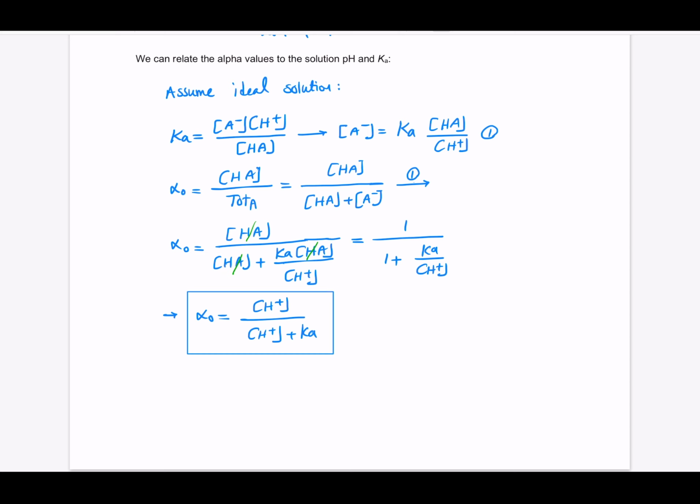So now we achieve that goal of connecting alpha 0 to something that is measurable, which is the pH, or something that we can change, and then something that is constant. So I give you the pH, you have the Ka for the reaction, you eventually tell me, for example, what's the ratio, what's the value of HA, what's the value of A minus. Very straightforward and very useful. So for alpha 1, this would be 1 minus alpha 0. So what you get for alpha 1 is Ka over H plus plus Ka.